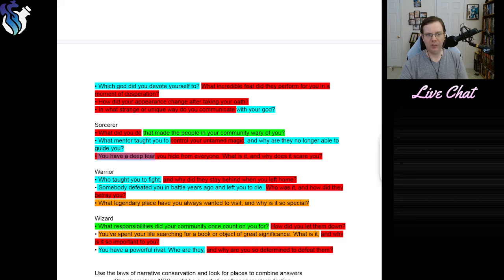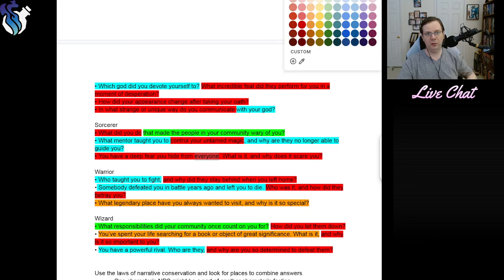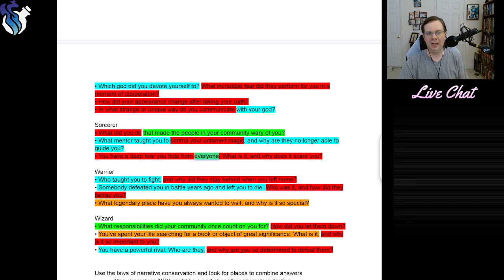And then for the sorcerer number 3, you have a deep fear you hide from everyone. What is it and why does it scare you? So there's a little bit of a question of relationship to a community, right? Or a group here in you hide from everyone. Daggerheart, right? This is a game of hope and fear. We have the duality dice, right? So a question that asks you to detail a fear is speaking very strongly to, apologies for the pun, the heart of the game, right?